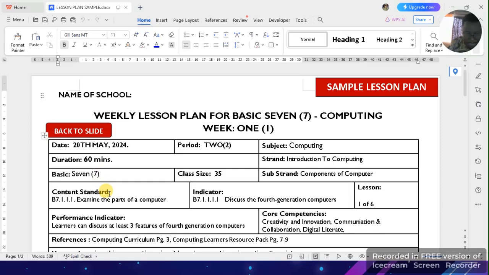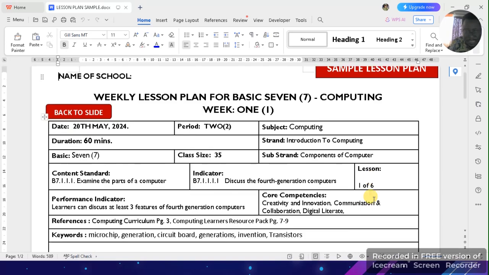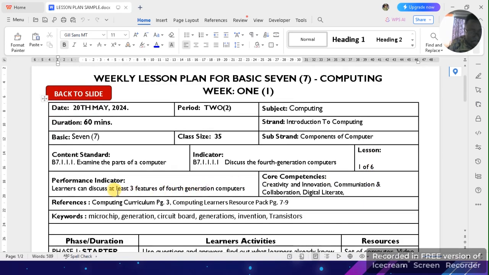The indicator: discuss the 4th generation. This lesson is going to be taught 6 consecutive times, but this is the first lesson of it. Then performance indicator: learners can discuss at least 3 features of the 4th generation of computers. And we are looking at the competencies: creativity and innovation, communication and collaboration, and digital literacy. This is what we are expecting the children to possess. And the references are as outlined, and the keywords also are below.